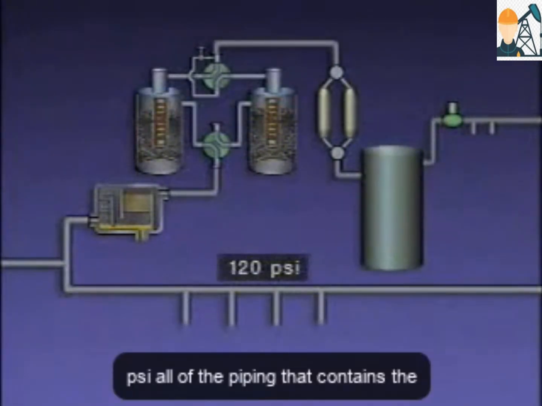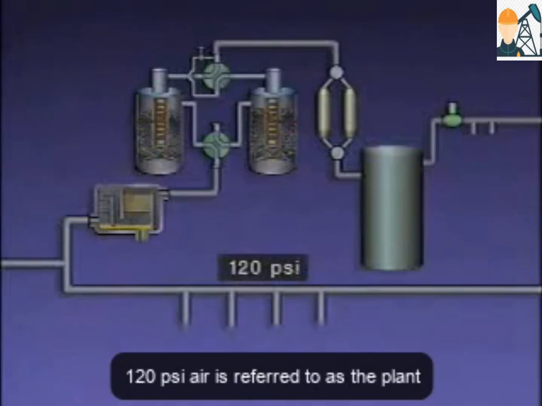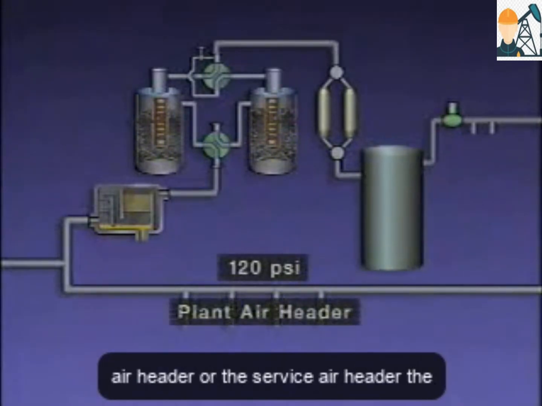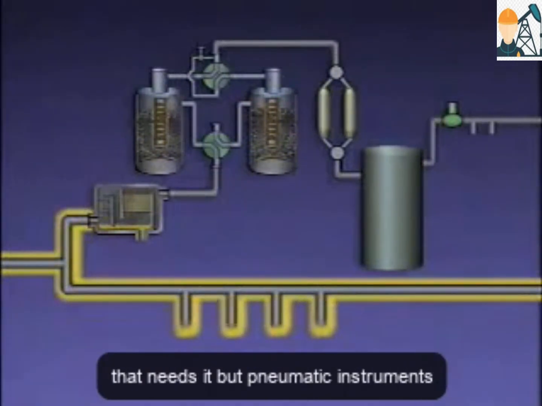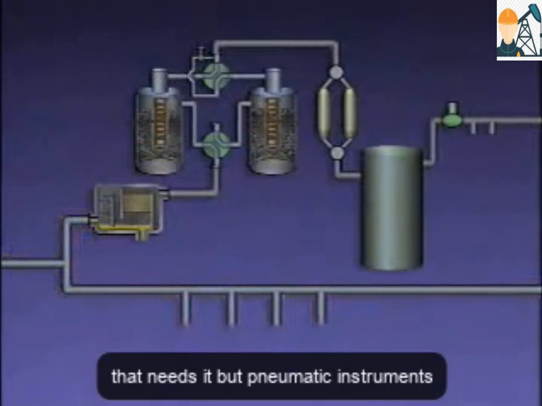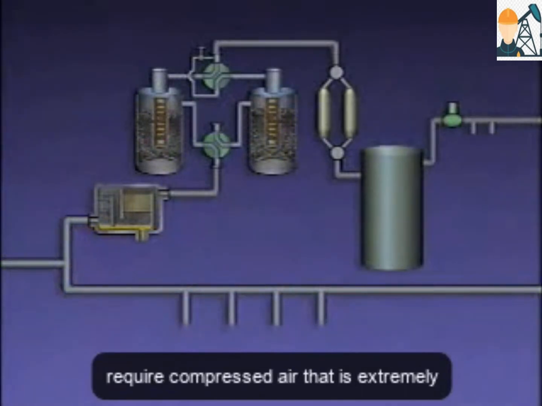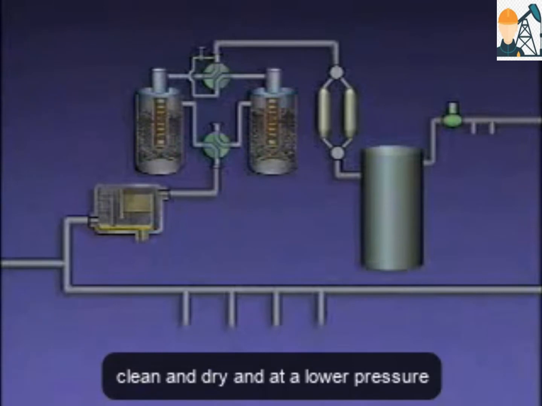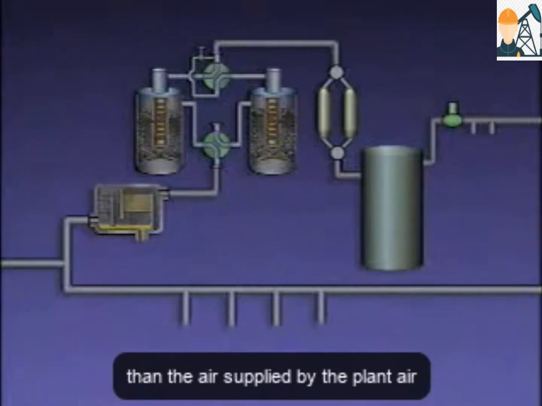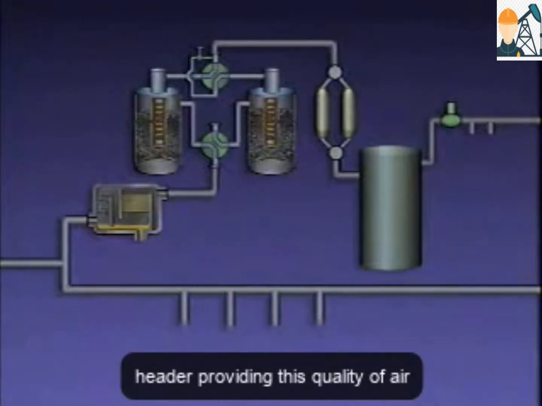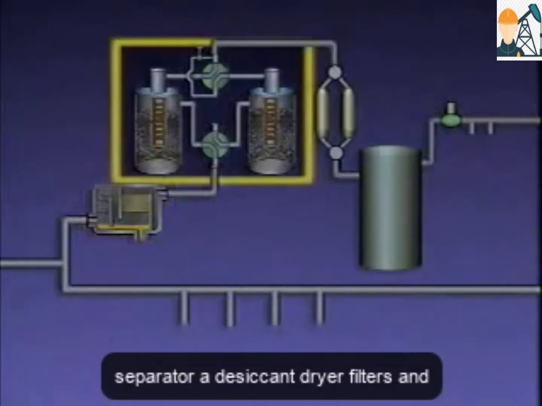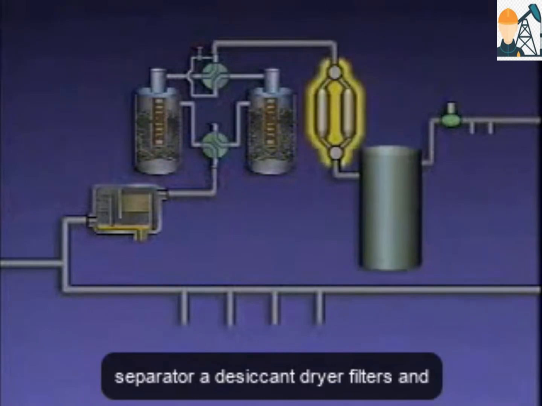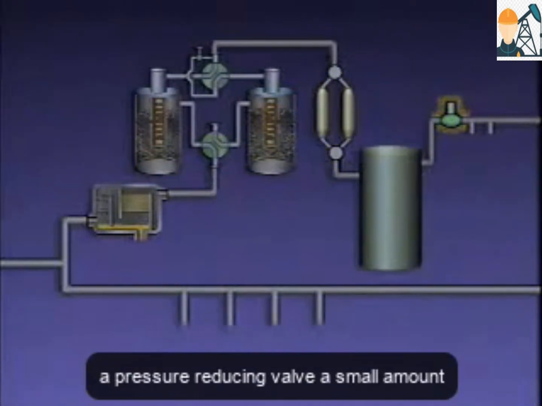All of the piping that contains the 120 psi air is referred to as the plant air header or the service air header. The service air header runs throughout the plant to supply air to the equipment that needs it. But pneumatic instruments require compressed air that is extremely clean and dry and at a lower pressure than the air supplied by the plant air header. Providing this quality of air requires devices such as an oil separator, a desiccant dryer, filters, and a pressure-reducing valve.